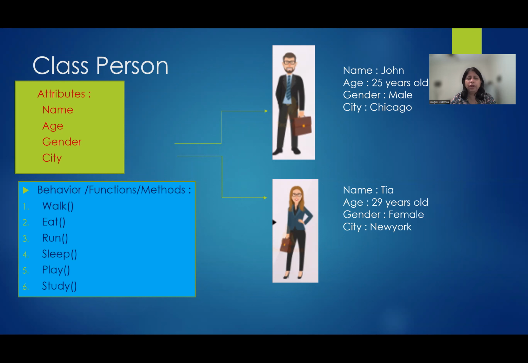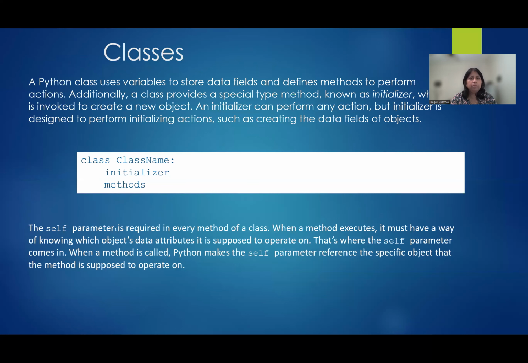Now, how do you create a class in Python? In Python, a class uses variables to store data fields and defines methods to perform actions. A class can be defined using the keyword class followed by a class name. It will have an initializer. The initializer is designed to perform initializing actions such as creating the data fields of objects.